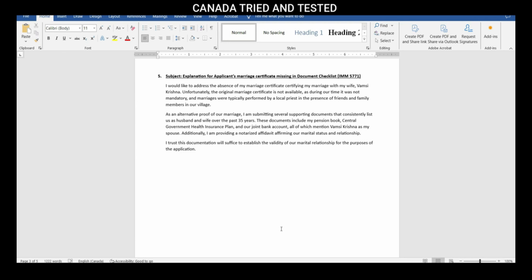I trust this document will suffice to establish the validity of our marital relationship for the purpose of this application. So this is how this explanation was given. Hopefully this gives an idea of how I dealt with this, and so far no issues with IRCC, no questions whatsoever till date. This is how it was done.